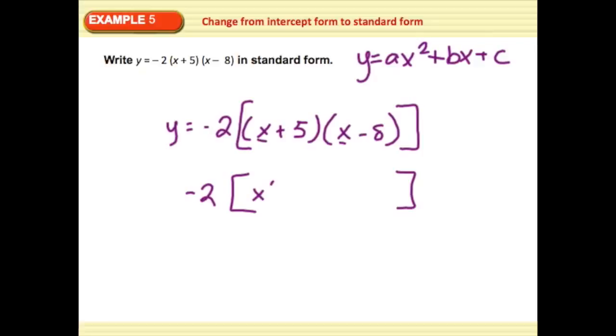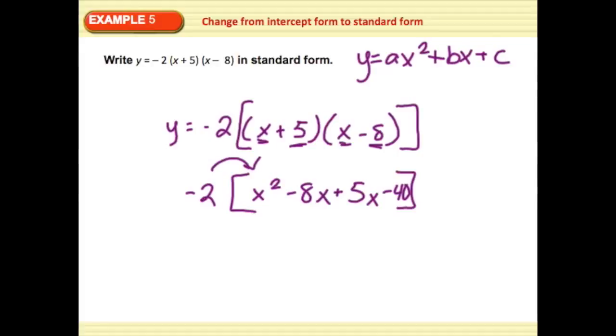My first terms in this example are x and x. So x times x is x squared. My outer terms, x and negative 8, is negative 8x. My inner terms, 5 and x. And my last terms, 5 and negative 8, is minus 40.